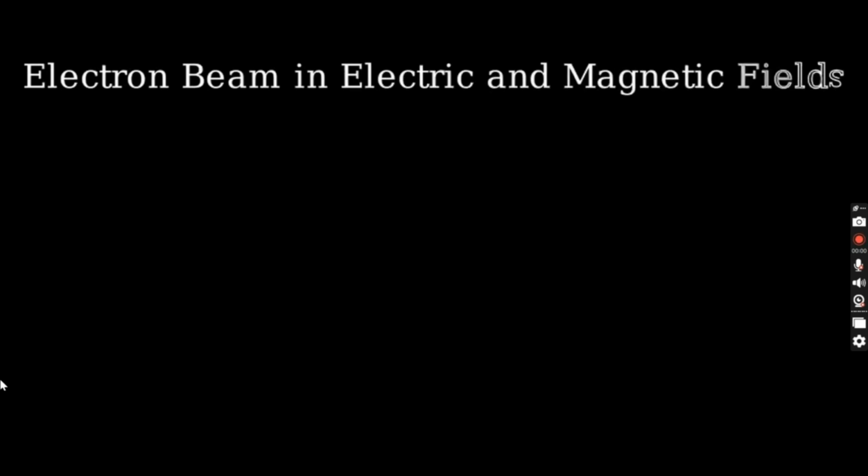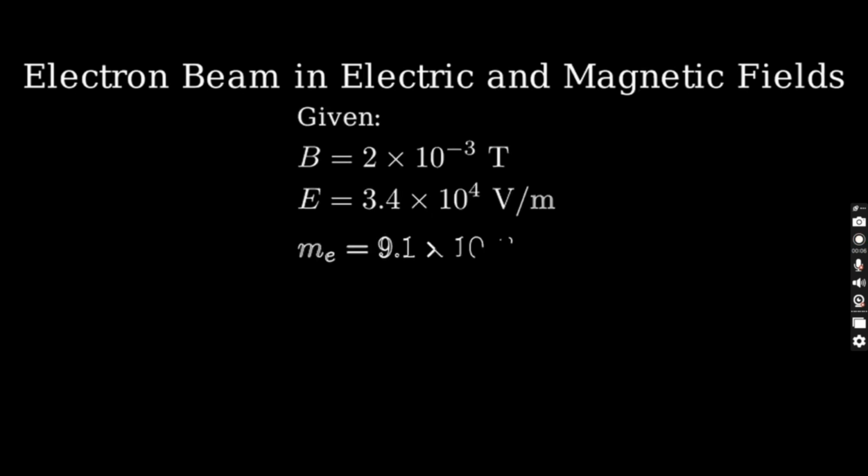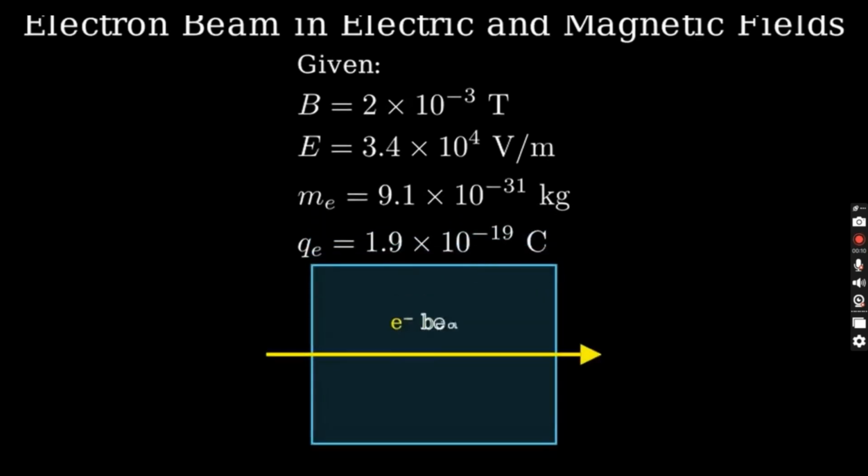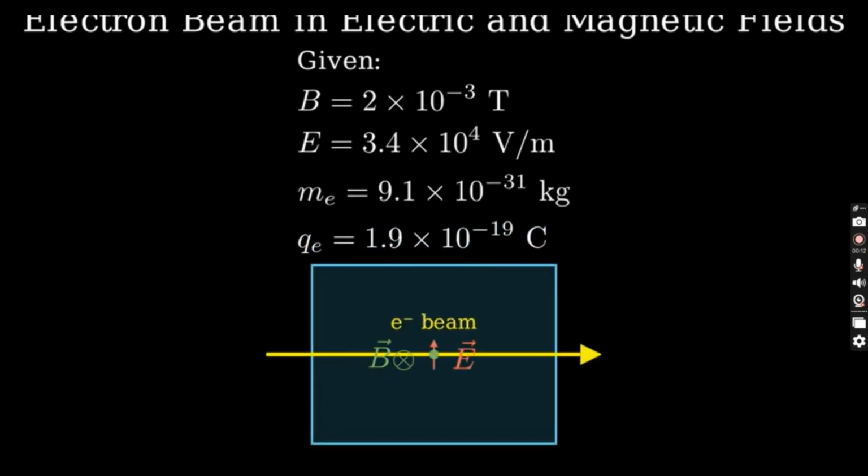Welcome. Today we'll solve a problem about an electron beam passing through electric and magnetic fields. Let's start by understanding what we're given. Let's visualize the initial setup. We have an electron beam passing through a region where both electric and magnetic fields are present. The electric field points upward and the magnetic field points into the page. These fields create forces on the moving electrons.